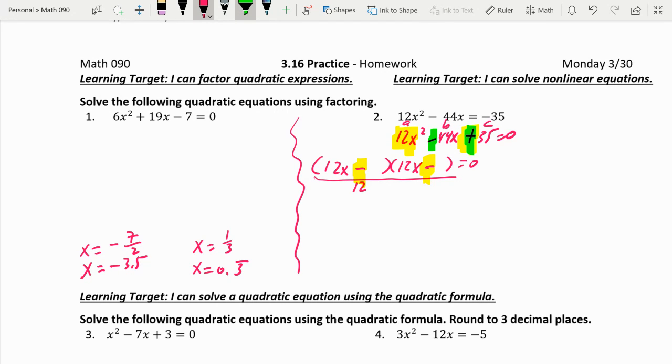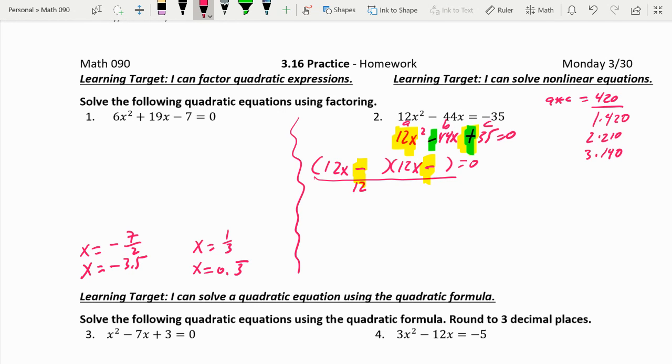Now, here's where the pain in the butt part comes in. Because remember when we talked about multiplying A times C? Well, in this case, 12 times 35 gives me 420. And here's where the pain in the butt part comes in, because I have to break up 420. So I'm going to break up 420 by doing 1 times 420, 2 times 210, 3 times 140.